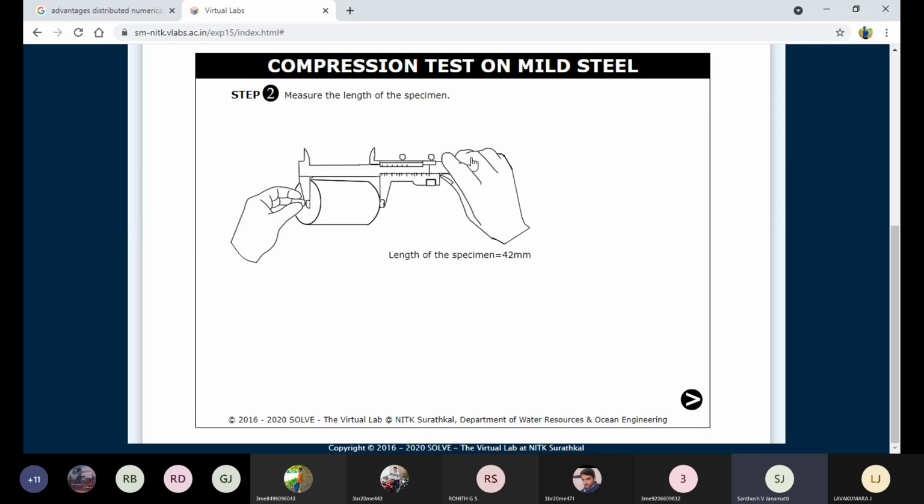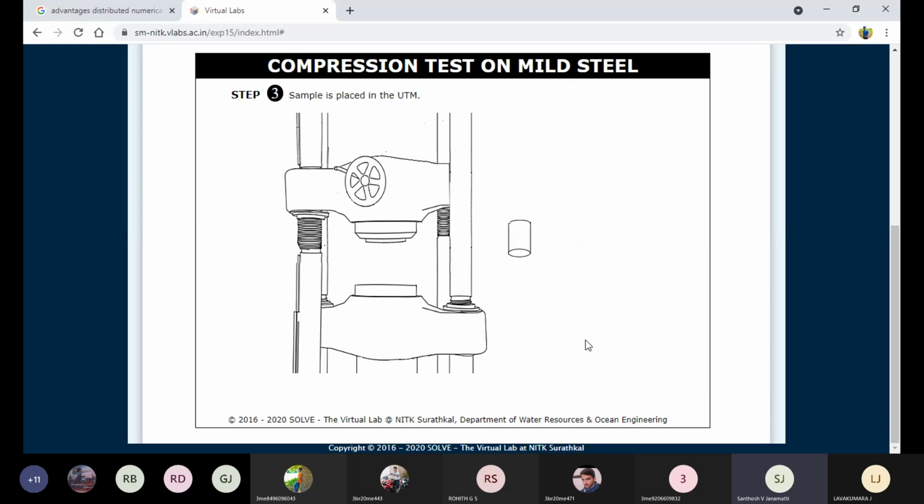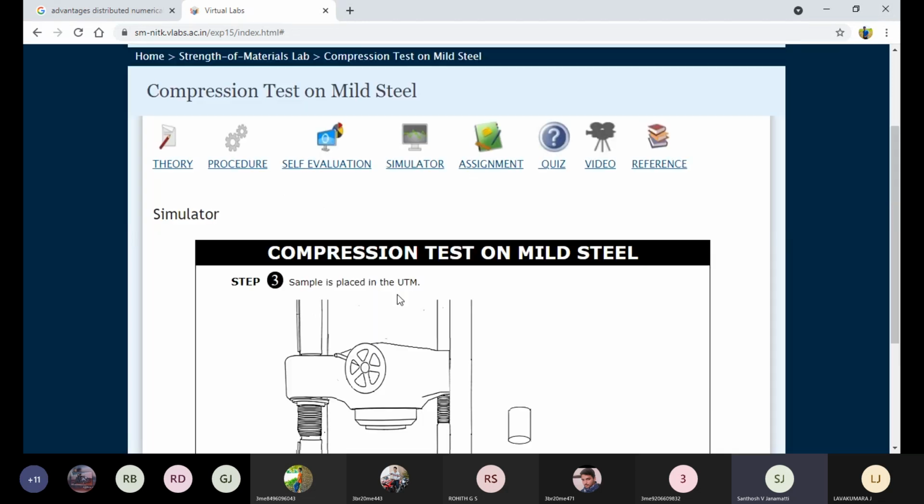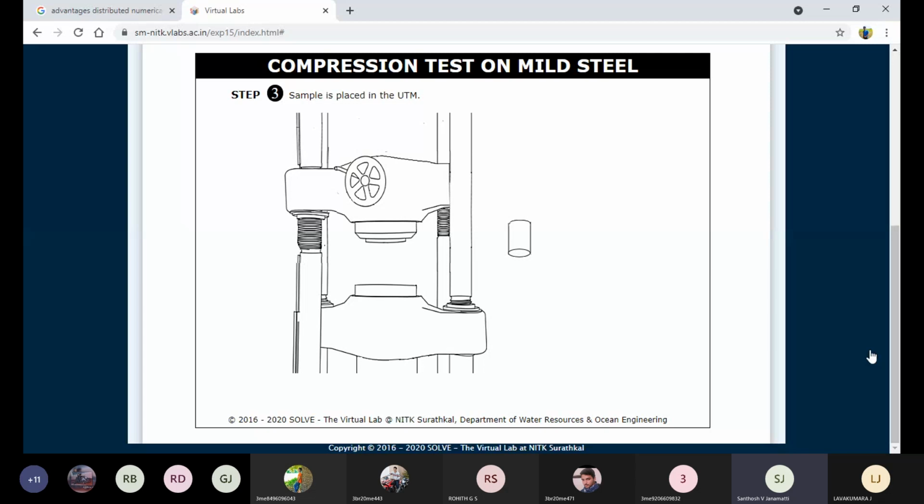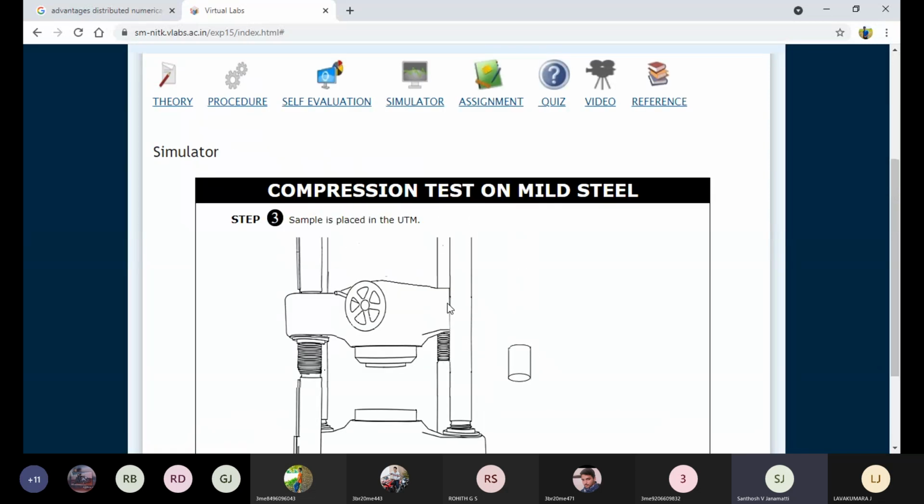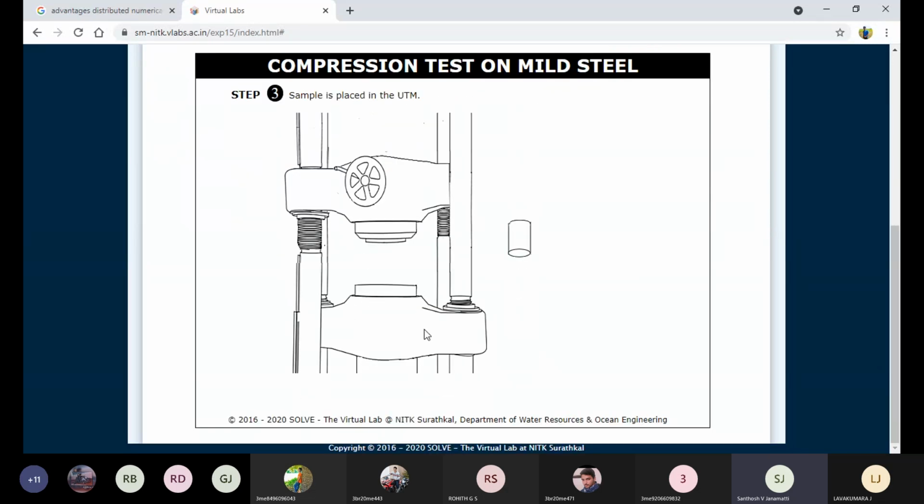Now the second step. We need to take the length of the specimen, which is 42 mm, as we can indicate here. Now we need to place the sample in the UTM machine. The sample is placed in the UTM machine.